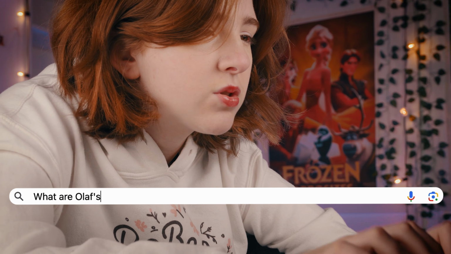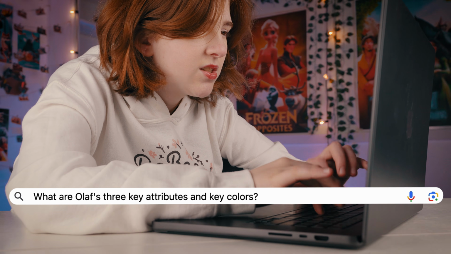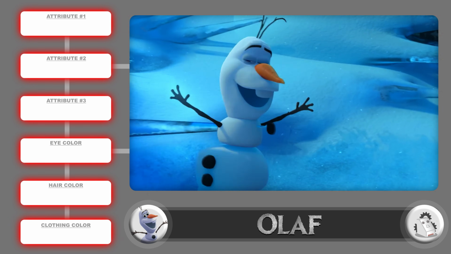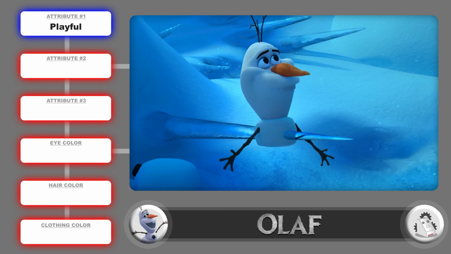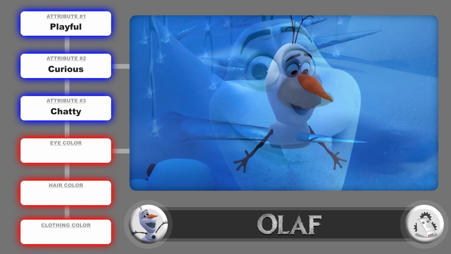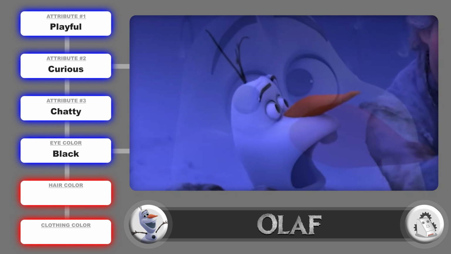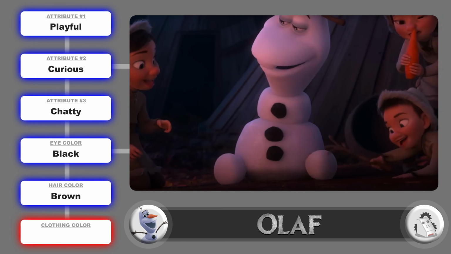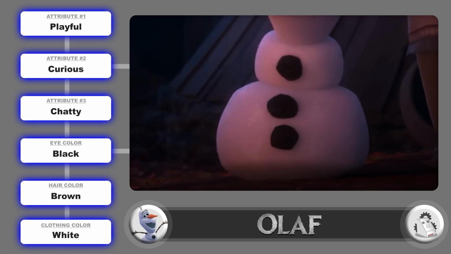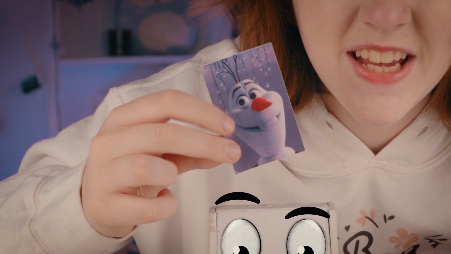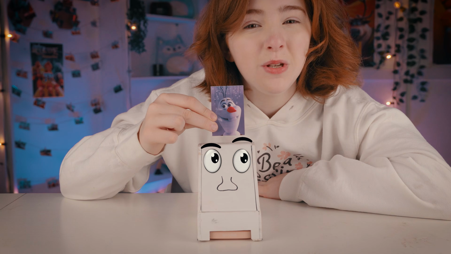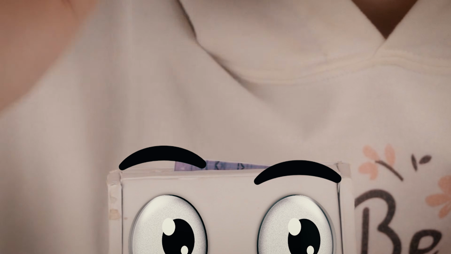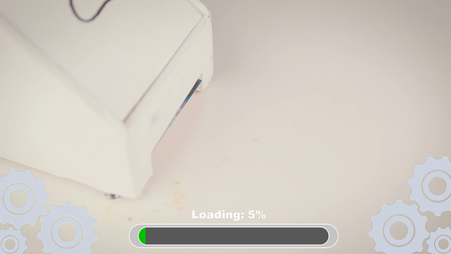Next is our buddy Olaf. Okay, Craig, what are Olaf's 3 key attributes and key colors? For the character Olaf, his 3 key attributes are playful, curious, and chatty. His eye color is black, his hair color is brown, and his key clothing color is white. Okay, Craig, turn Olaf into an Arctic animal using these attributes and colors. He's definitely gonna be the cutest one.